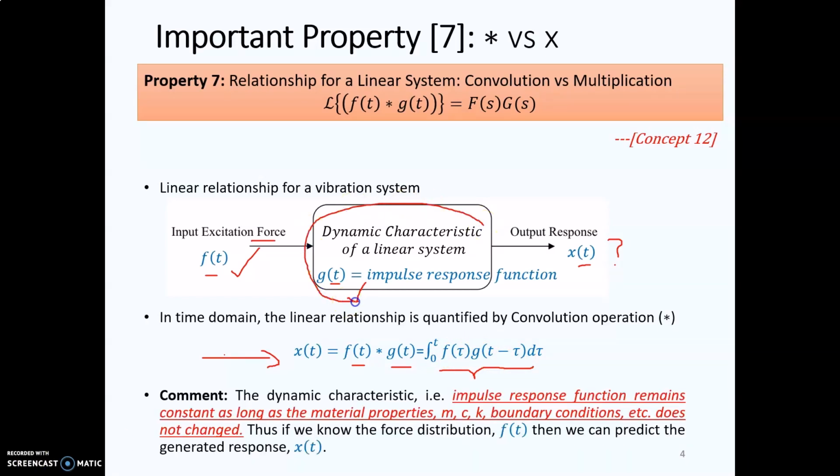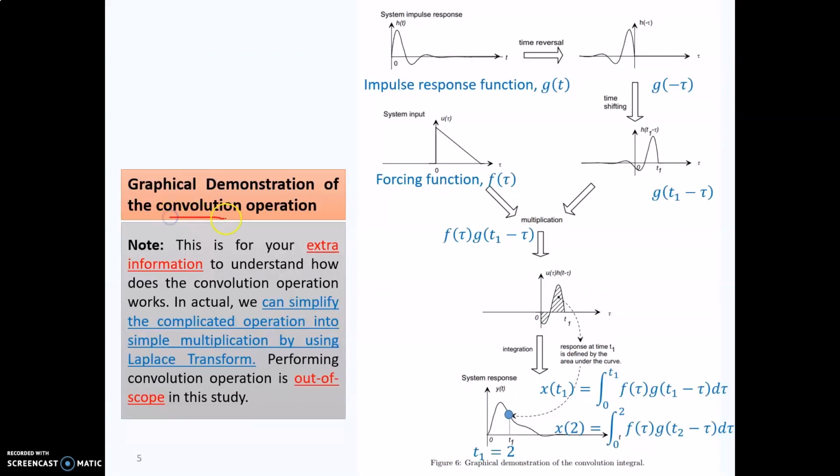In most cases, your g(t) will be constant as long as the material property, mass, damping, stiffness and boundary conditions remain constant. So if your f(t) changes from one form, let's say you have a sin t force acting on the system, you can predict the response due to the sine force by using this formula. Performing the convolution is out of scope in this study, so this is just for your extra information, where you can see the graphical representation of the convolution operation.